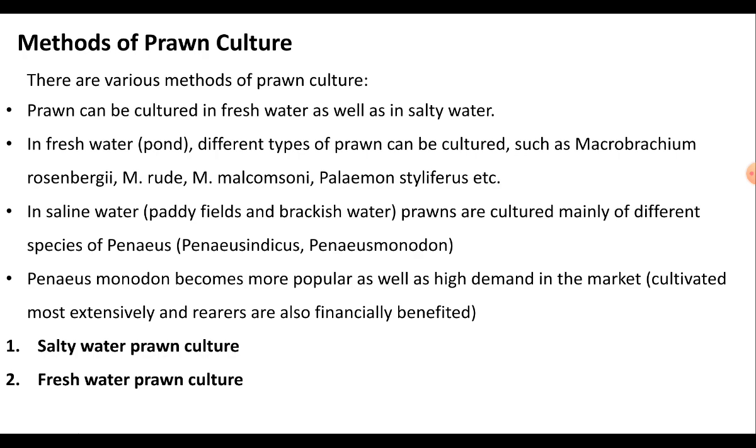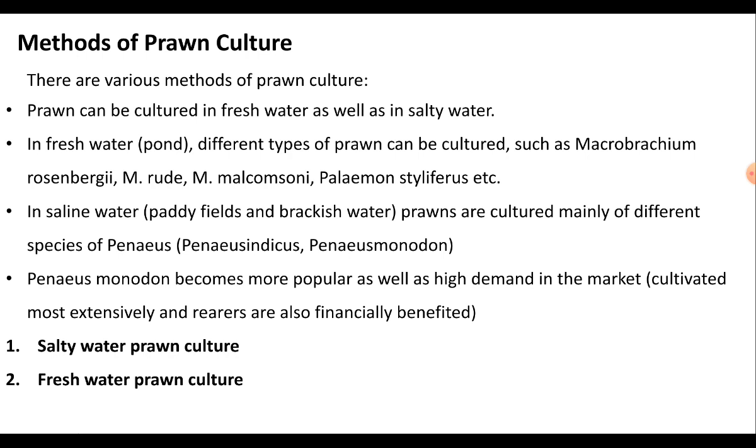Coming to the methods of prawn culture. There are various methods of prawn culture, where prawns can be cultured in freshwater as well as in salty water. In freshwater, as in ponds, different types of prawns can be cultured, such as Macrobrachium rosenbergii, Macrobrachium rude, and Macrobrachium malcolmsonii.